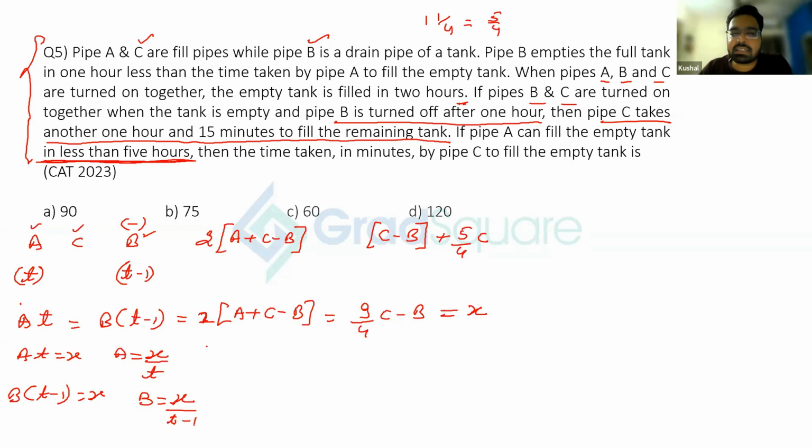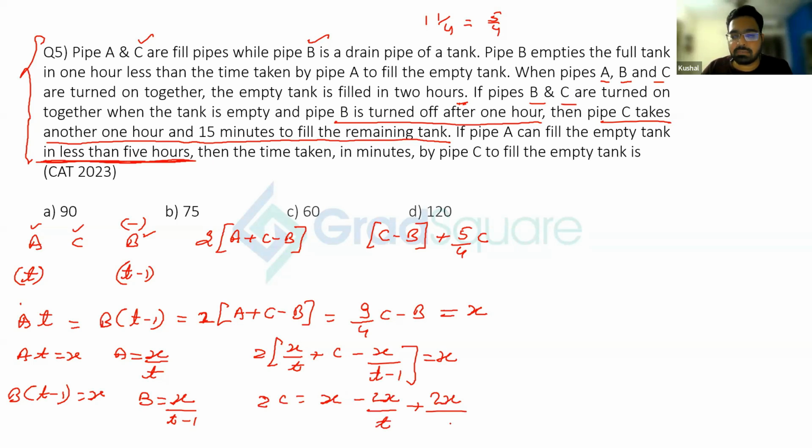Now let me look at the third piece of information, 2 times (A plus C minus B). Now A I have in terms of x and t, so I'm using that. B also I have in terms of x and t, so I'm putting C over here. B turns out to be in terms of x and (t minus 1) in the denominator. This value must turn out to be equal to x. So I can solve this and I can get the value of C in terms of x and t again. Okay. So what do I have? Let me take 2C over here, and I have x minus 2x by t plus 2x by (t minus 1) over here.